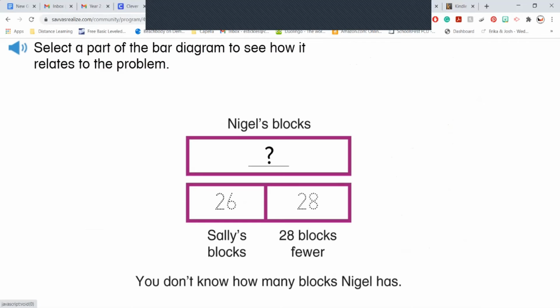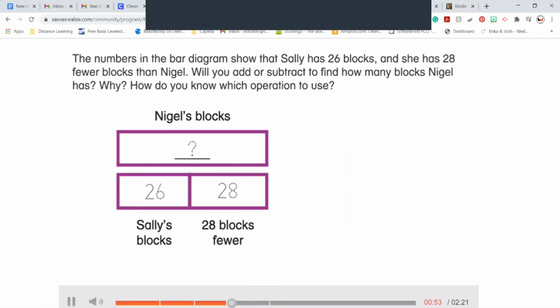The 28 is 28 blocks fewer. You know that Sally has 28 fewer blocks than Nigel. And 26 is the number Sally has. You know Sally has 26 blocks. The numbers in the bar diagram show that Sally has 26 blocks. And she has 28 fewer blocks than Nigel.